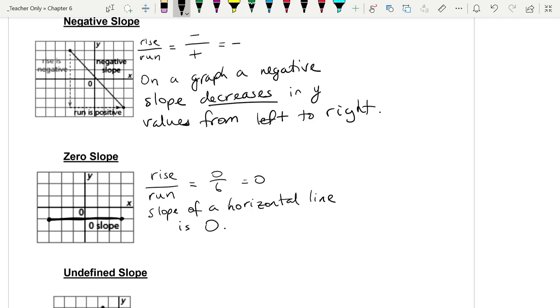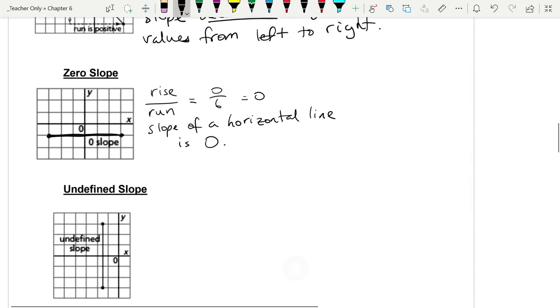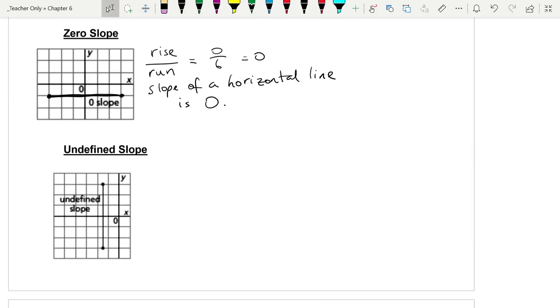Okay, and lastly, an undefined slope. So an undefined slope has a rise divided by a run. Well, let's see. Between these two points, we rise. Now, it's kind of hard to say which way you're going from left to right, whether you're going -6 because you're going down, or maybe you think of this point as the starting point, you're going up. So it doesn't matter. One way or the other, it's either +6 or -6.